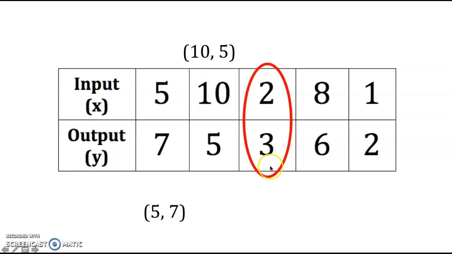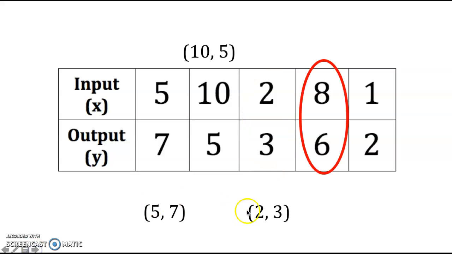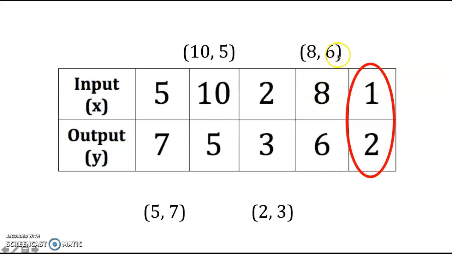Again, with our 2 and our 3, we read these numbers from top to bottom. We get the ordered pair 2, 3. The 2 is our x-coordinate, the 3 is our y-coordinate. Looking at the 8 and the 6, we go from top to bottom. 8, 6 is our ordered pair. 8 is our x-coordinate. 6 is our y-coordinate. Last but not least, we've got 1, 2. 1 is our x-coordinate. 2 is our y-coordinate.